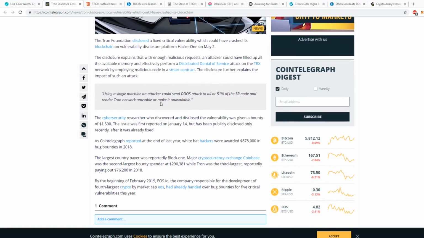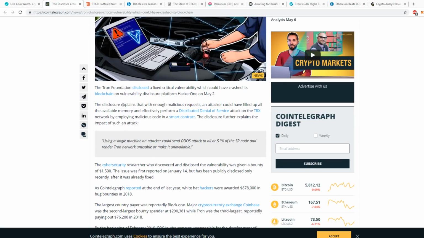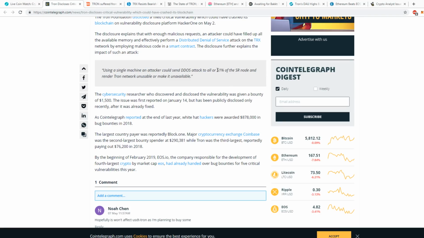It's kind of plain Jane, but the idea is that this is not really supposed to be how easy it could have been. So the disclosure explains that with enough malicious requests, an attacker could have filled up all the available memory and effectively performed a DoS or DDoS attack on the TRX network by employing malicious code into a smart contract. The disclosure further explains that the impact of such an attack would be a fully unusable Tron network, and would have been really severe. They only would need a 51% attack, really though, on the super representative nodes.